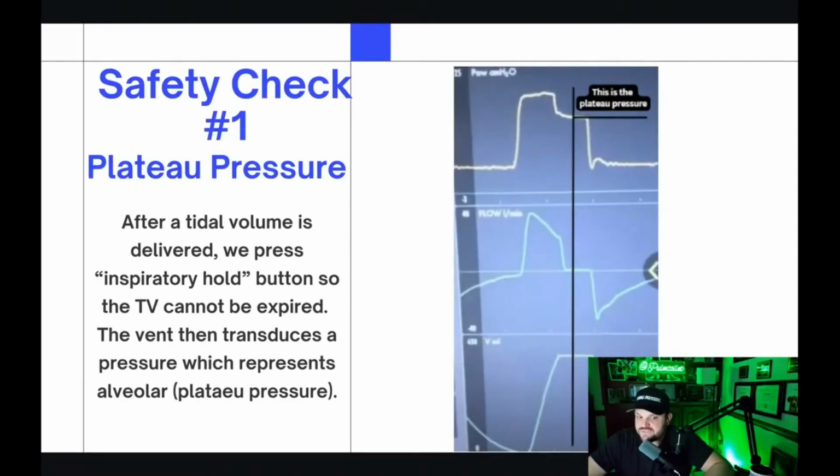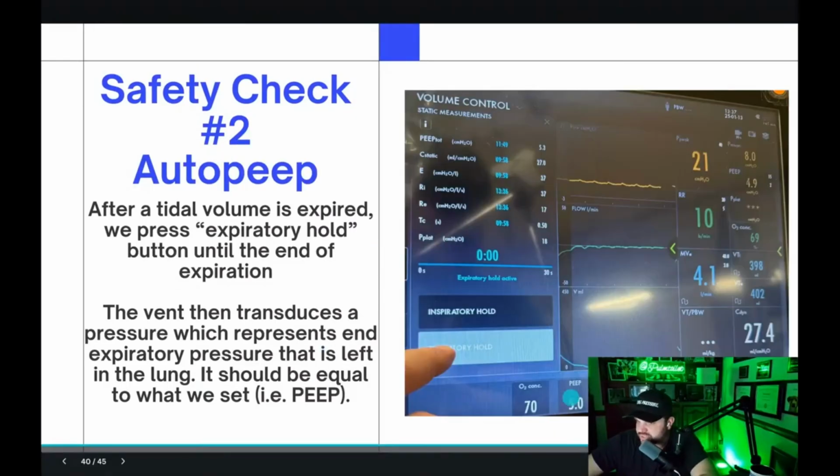Okay, so we're going to do safety checks, right? We're going to check our plateau pressure. We're going to check our auto PEEP. So plateau pressure is the pressure after you put in a total volume. What you're going to do is, and I'll do it on this because it's easier.